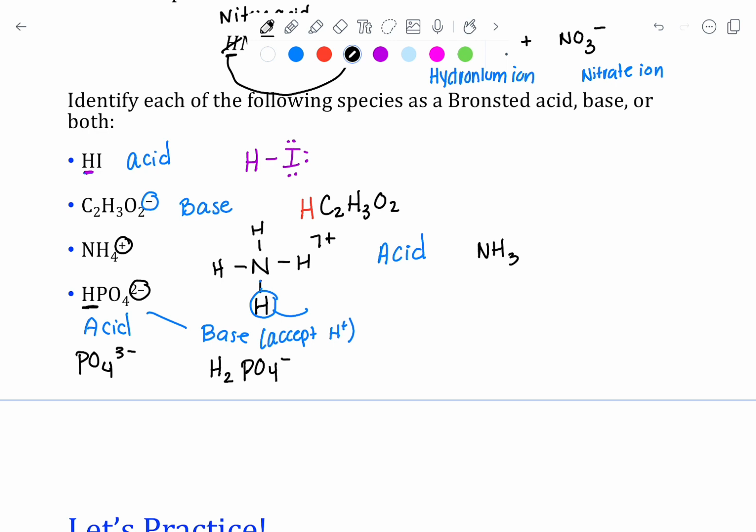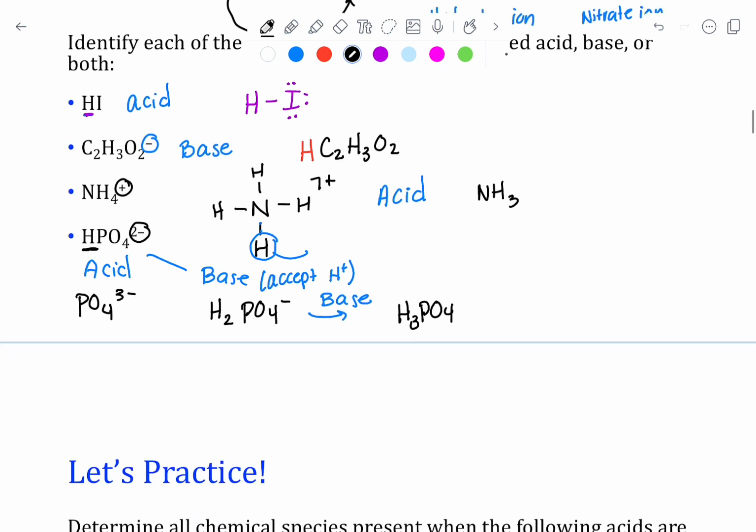It can act as a base again. This compound can then act as a base and accept another hydrogen and become H3PO4 with a charge of 0. It's neutral, which is where we want to be. So HPO4 2 minus can act as both an acid and a base, based off of the definition of a Bronsted acid and a Bronsted base.